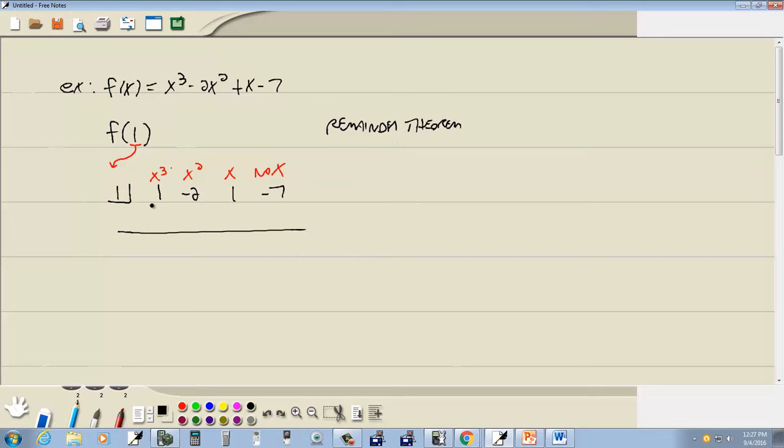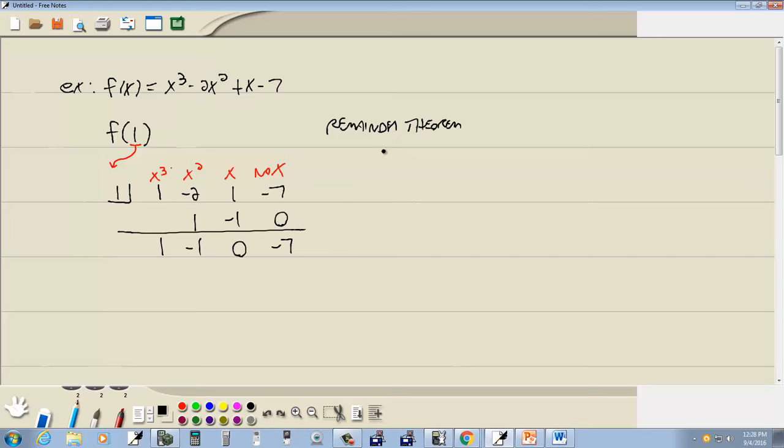Now I go through and add, multiply, over and over, add. 1 plus nothing is 1. Then we always multiply by the number in the box, by the number we just put down here. 1 times 1 is 1. Then we add. Negative 2 plus 1 is negative 1. And then we multiply. You always multiply by the number in the box, by the number you put down here. 1 times negative 1 is negative 1. Then I add. 1 minus 1 is 0. Then I multiply. 1 times 0 is 0. And then add. Negative 7 plus 0 is negative 7.